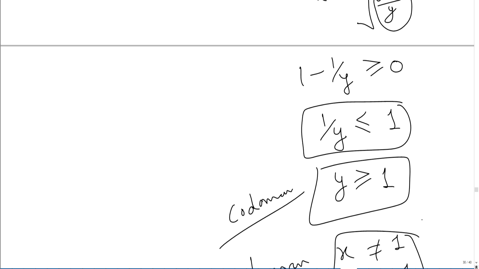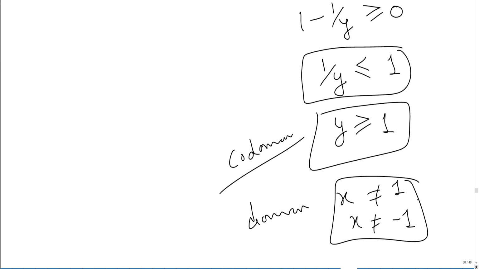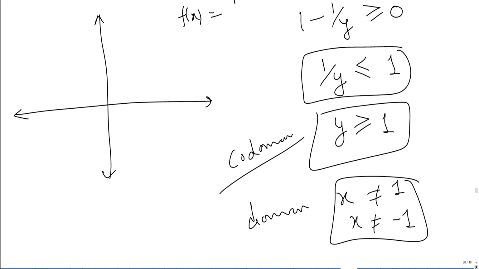Now, it would be easier to draw the graph of this function. You already know something, that y cannot take any value less than 1, and x cannot take 1 and minus 1. What is the function? f of x equals 1 divided by 1 minus x square. So, let us try some values. Let us say what would be the value of the function at x equals 0. When x is 0, the function would be 1 divided by 1 minus 0, which is 1.